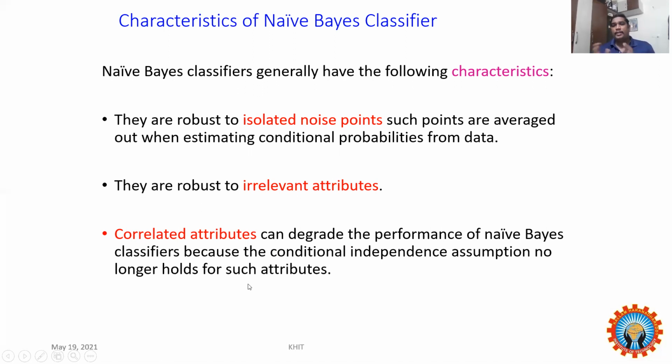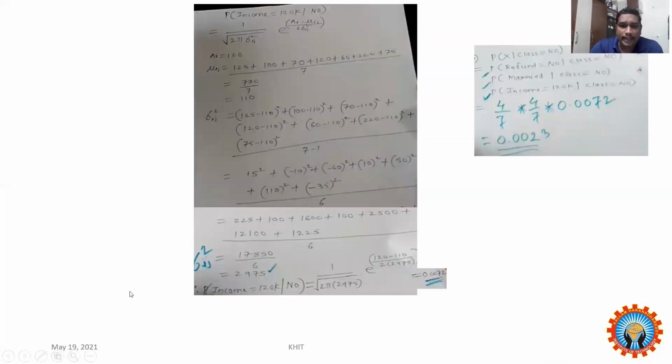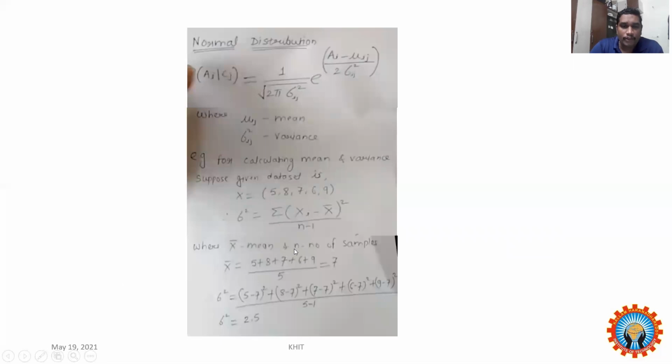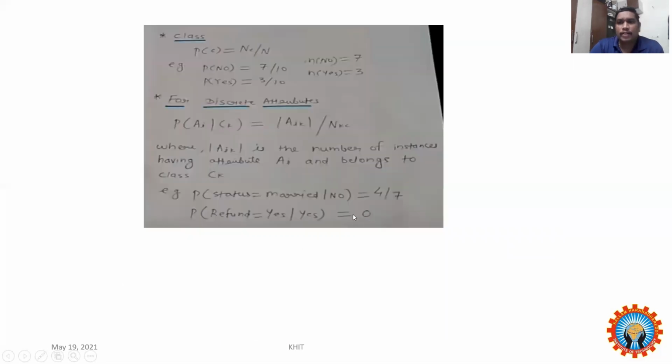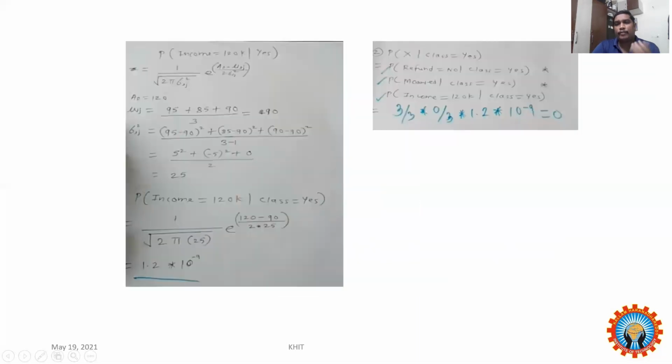If these attributes are conditionally dependent, then, for example, if you get a particular 0 value, you can easily identify that they are conditionally dependent on each other. If two or three attributes are conditionally dependent on each other, the Naive Bayes classifier will not perform efficiently.